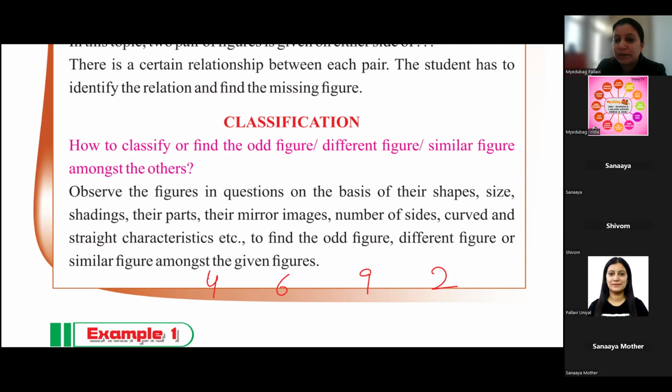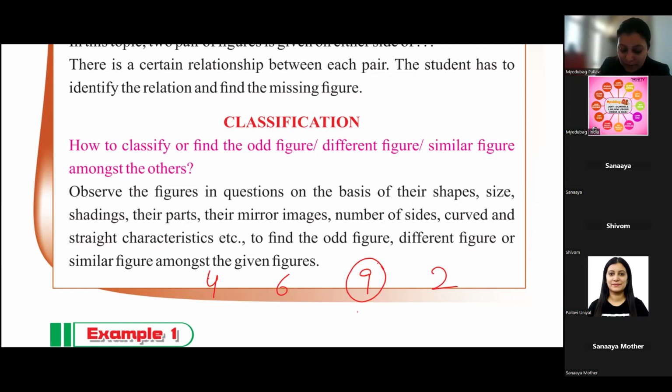Ma'am, 9. Yes, correct. And why so? Because ma'am, 6 में 3 add हुआ है और सब में 2 add हुआ है, 2, 4, okay, 6, 8. Yes, but वैसे इसमें हमने addition नहीं देखना बेटा कि कितना add हुआ है, ठीक है? हमको क्या देखना है कि इन सारे numbers में कौन सी एक common property है, ठीक है?